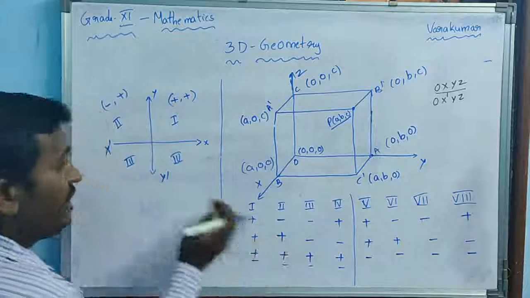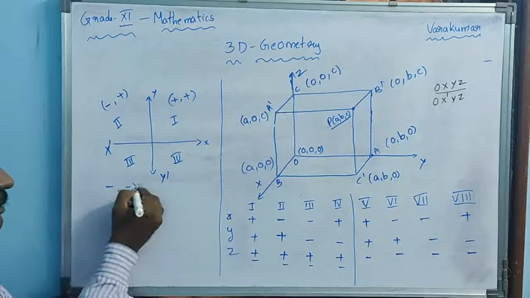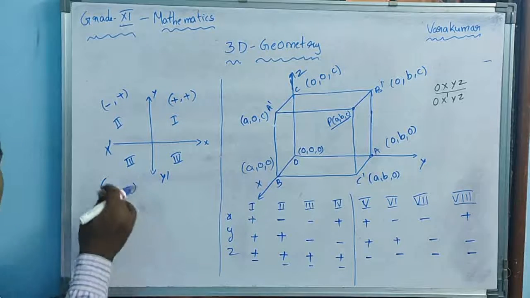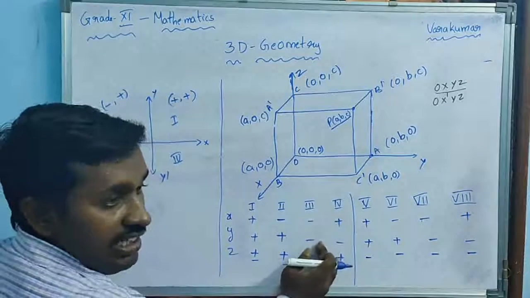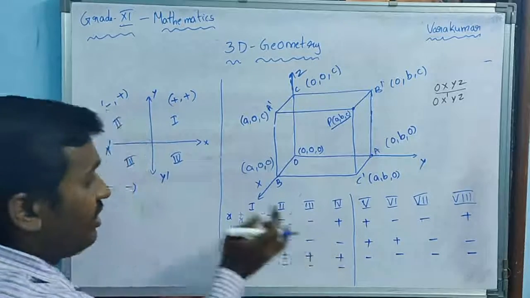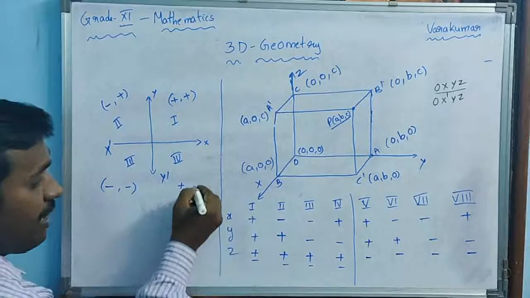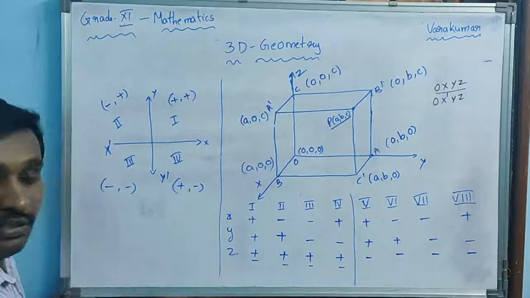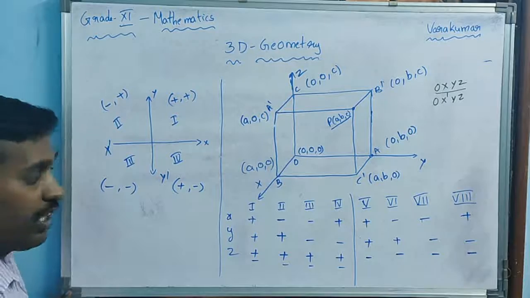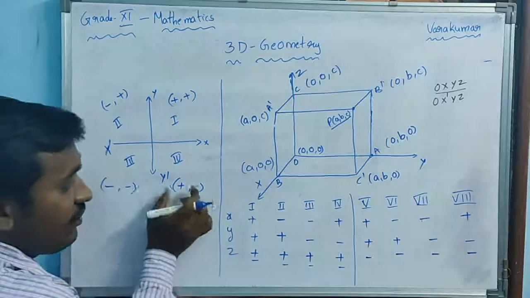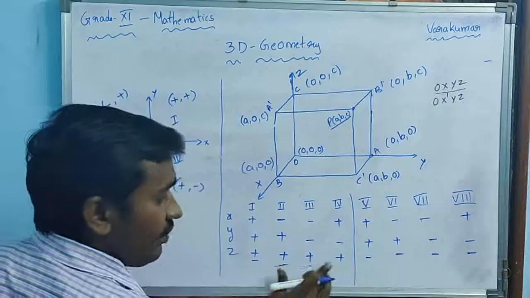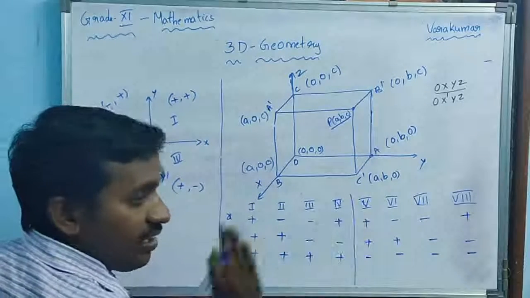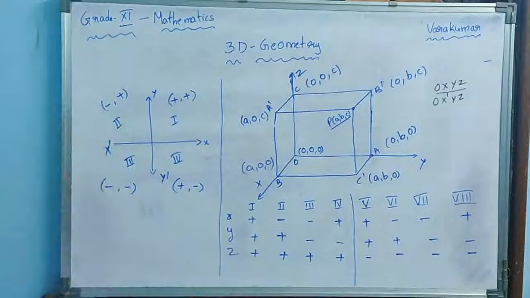Second octant, right? And next one, minus, minus. Both are minus. What do you say? Third quadrant, and here we say third octant. Next one, plus comma minus. What do you say? Plus minus, so fourth quadrant, and here fourth octant. So this is the way you have to remember.